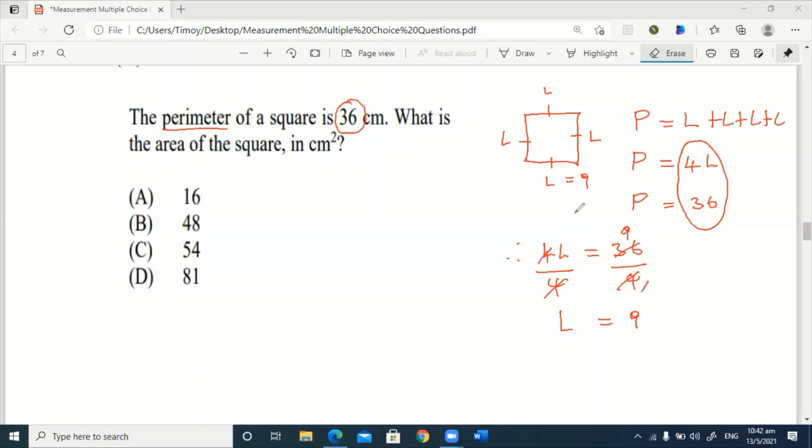Now that we know what the length is, we can determine the area of the square. The area of the square is going to equal the length multiplied by the length, which is 9 times 9. And 9 times 9 gives us 81, right? And what's the unit? The unit is squared centimeter. So which one is that? This is going to be D.